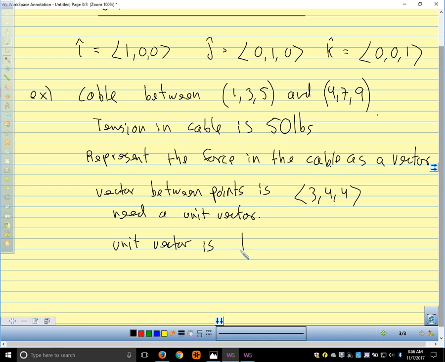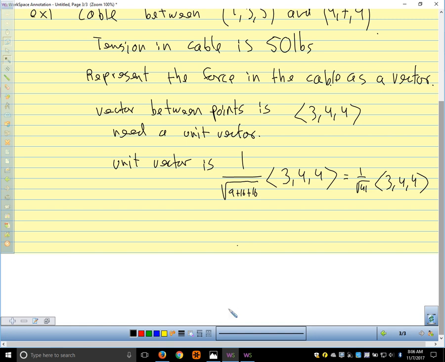Our unit vector is 1 over the square root of 9 plus 16 plus 16 times 3, 4, 4. So that's 1 over the square root of 41, 3, 4, 4. There's our unit vector in the direction that's pointing in the same direction as the cable. And we want to represent the force as a vector in that direction with magnitude 50. So the force in the cable as a vector, we could write as 50 over the square root of 41 times 3, 4, 4.